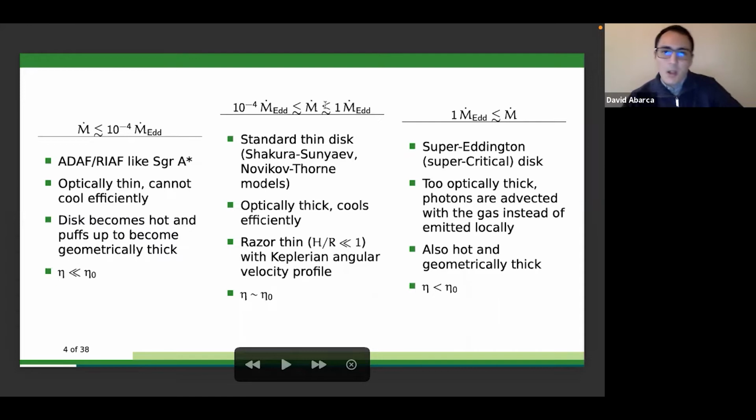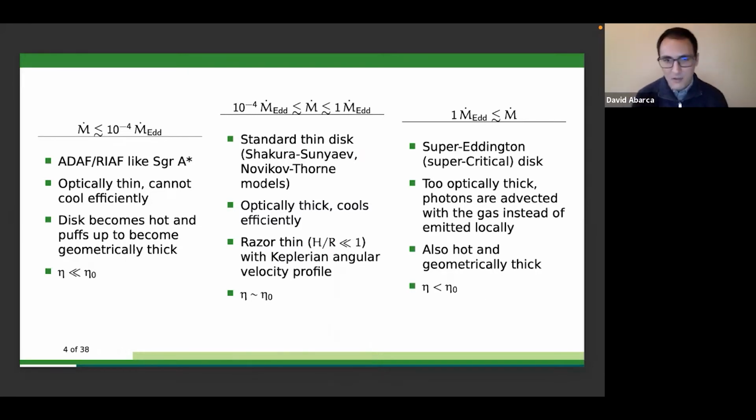In the middle of the range of accretion rates, and this is really rough, between 10 to the -4 Eddington and less than 1 Eddington, this is where we usually think of the standard Shakura-Sunyaev thin disk solutions, or Novikov-Thorne if you're working in relativity. The idea here is that the disk is optically thick, so it can cool very efficiently, and radiation is released as soon as it's generated. This allows it to cool and become very thin.